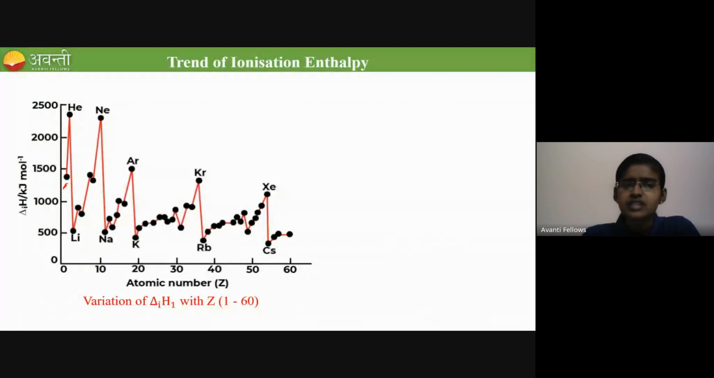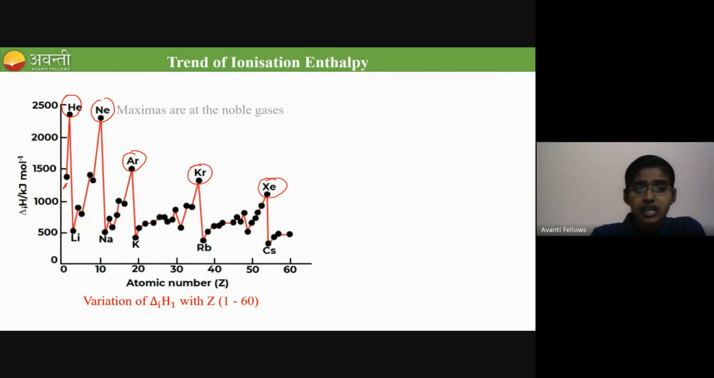Now, you can see that all the peak positions are occupied by helium, neon, argon, krypton, and xenon. All the peak positions, which we can also call maxima, are occupied by the noble gases. It means noble gases have the highest ionization energy value. Why do noble gases have the highest ionization energy value in their group and period? Because of the fully filled electronic configuration.